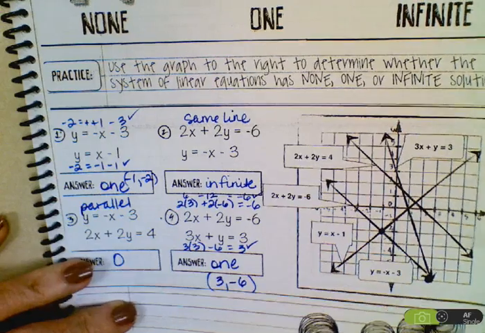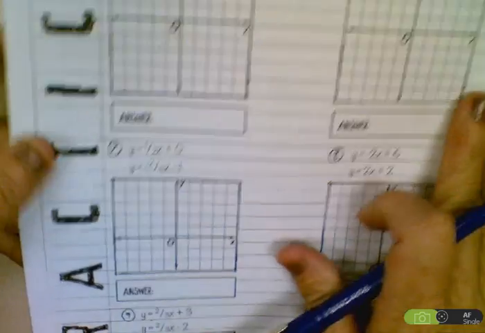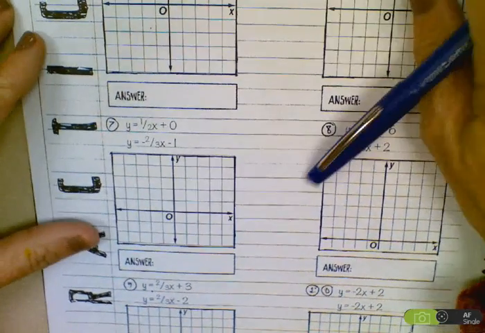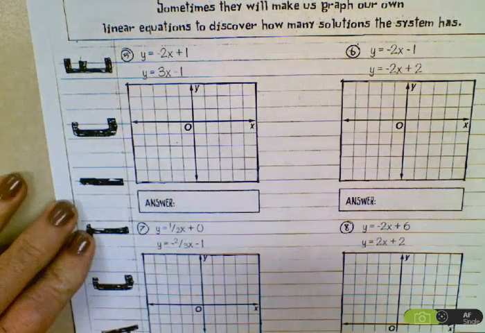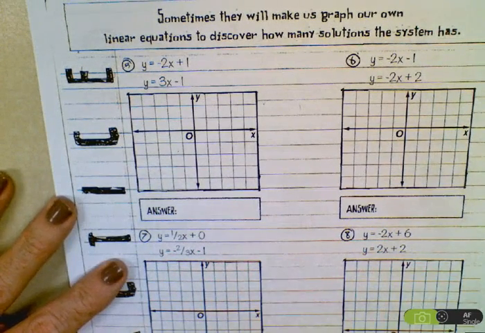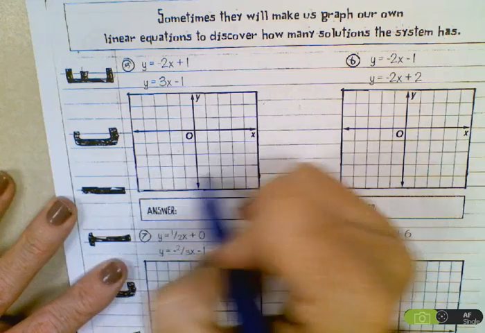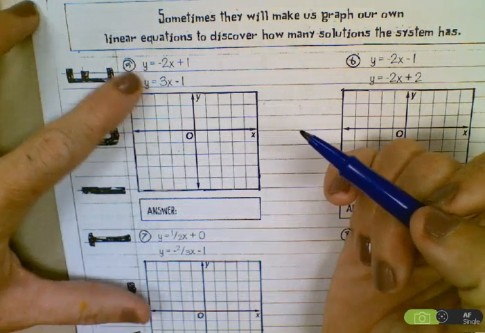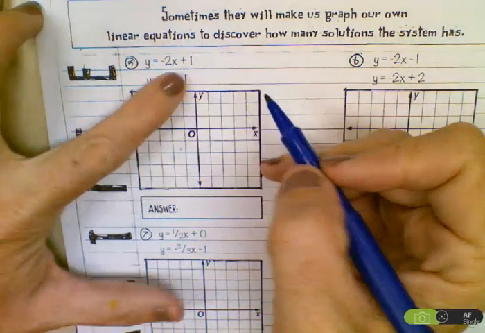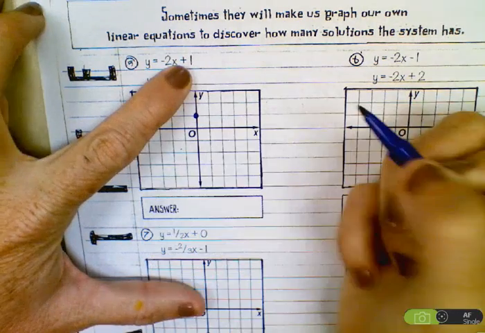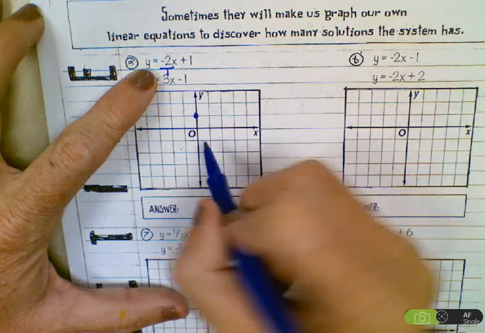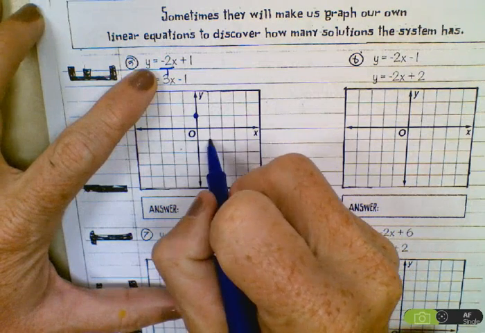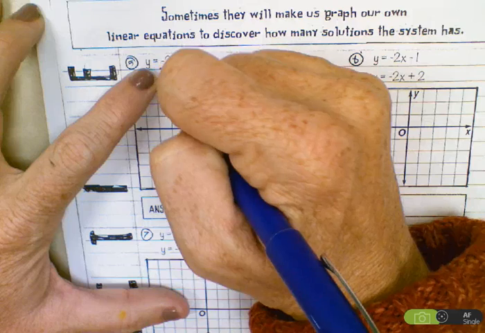Okay, let's do a little practice now. So I'm going to do a couple of these with you, and then I'm going to want you to do some independently. So let's start with number 5. So I'm going to graph both of these lines on the same coordinate plane. Okay, so let's start with y equals -2x plus 1. I begin at 1 because that's my y-intercept. My slope is -2, or -2 over 1. So from that point, I go down 2 and over 1.